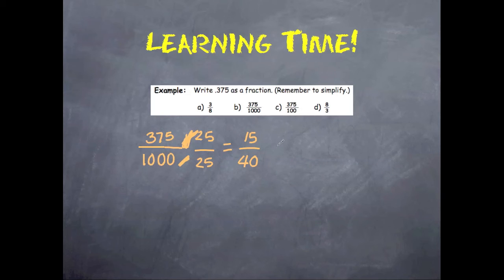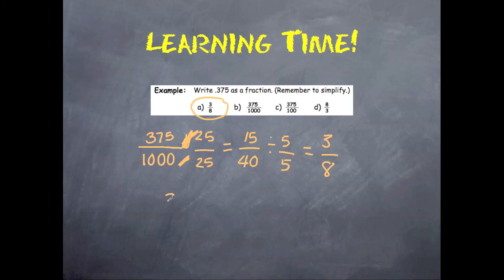And then we look, can we divide it further? Yes, we can. So we divide the top and the bottom by 5, since 5 is the largest number that goes into both 15 and 40. So when we do that, we get 3 over 8 as our answer.